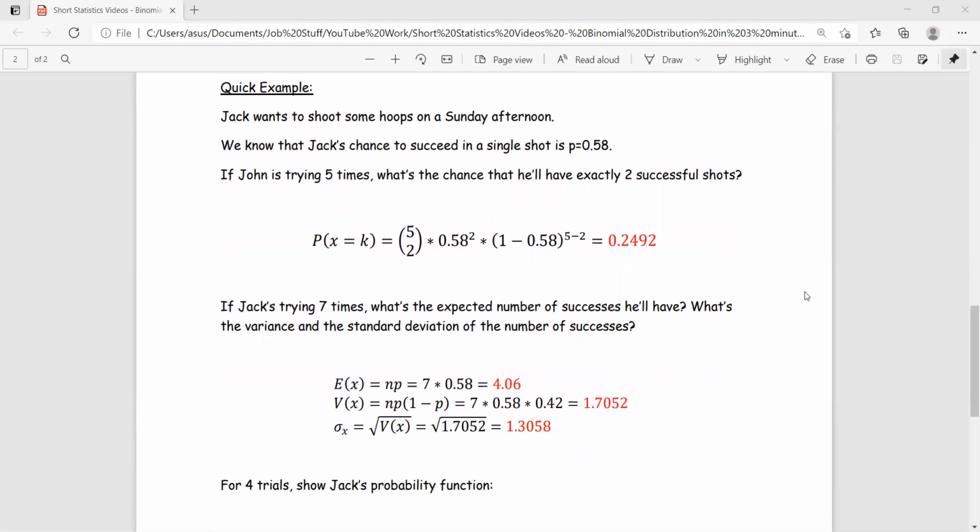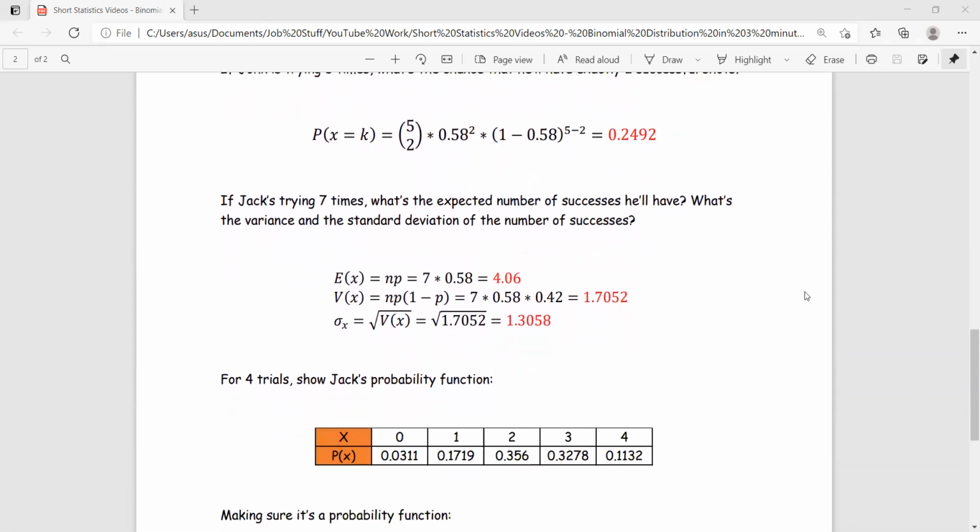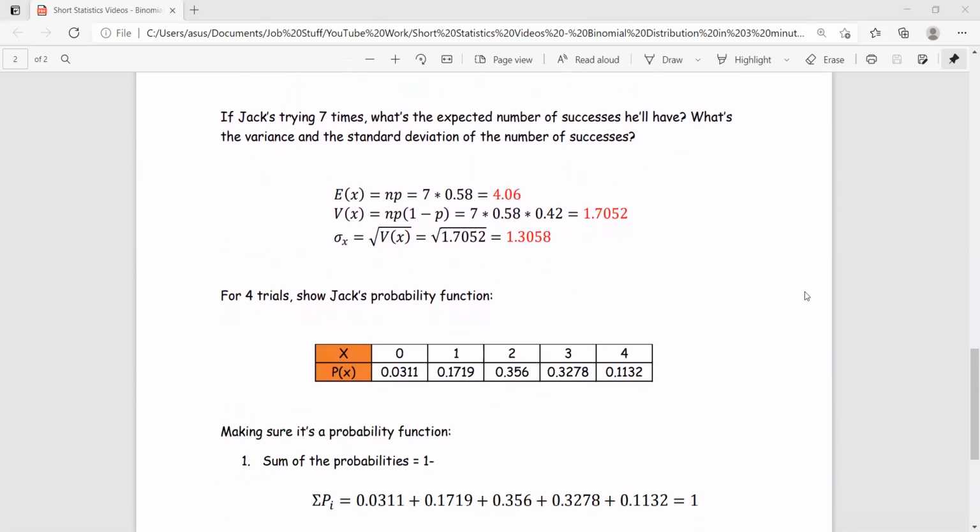The variance would be n times p times 1 minus p, which is 7 times 0.58 times 0.42, which is 1.7052. And the standard deviation would be the square root of the variance, which is 1.3058. Now, as for 4 trials, let's show Jack's probability function.